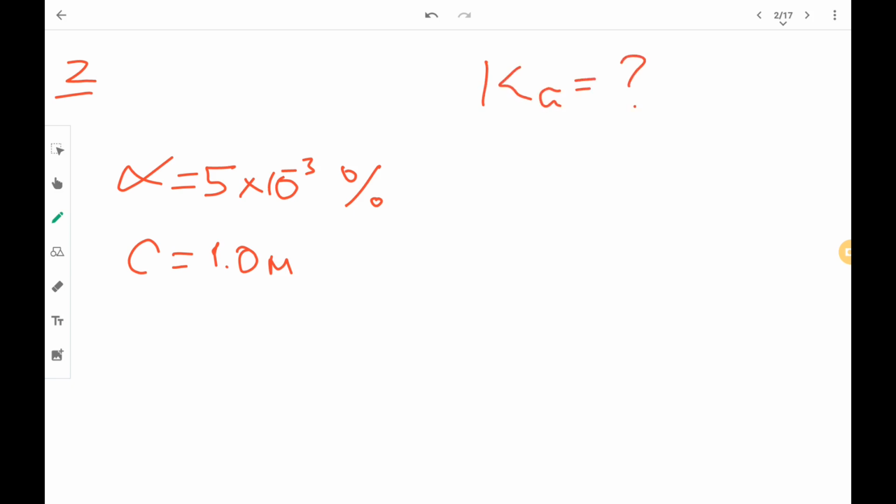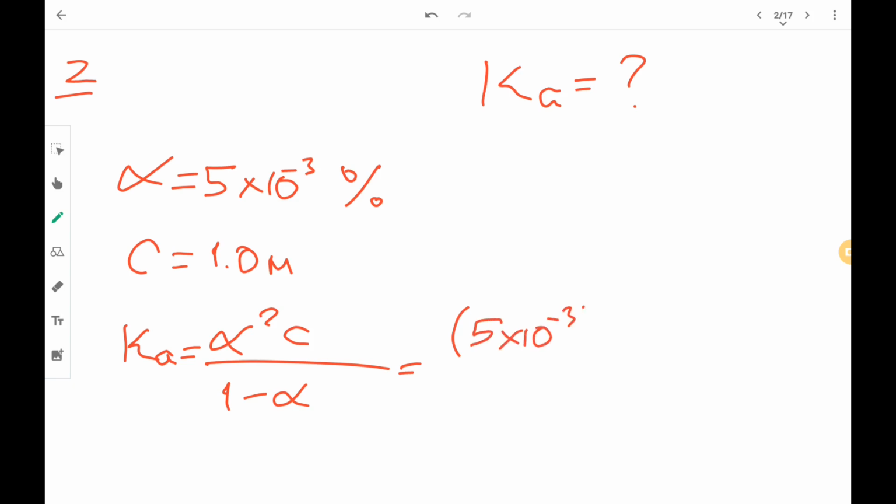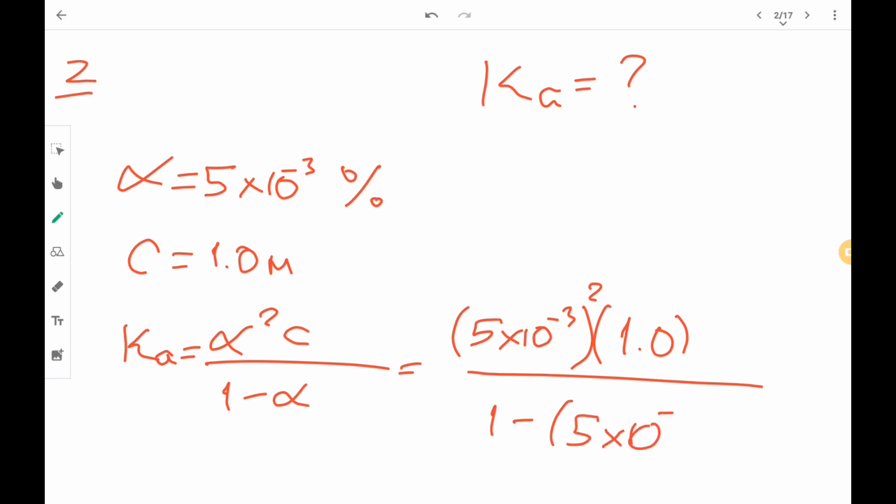Question 2. You have percent dissociation, which is alpha, of HCN. It's 5 times 10 to the minus 3 percent. You also have the concentration, which is 1.0 molar, and they want you to find the dissociation constant, Ka. The formula is Ka is equal to alpha squared C over 1 minus alpha, which is 5 times 10 to the minus 3, squared, times 1.0 over 1 minus 5 times 10 to the minus 3, which you're supposed to get 2.5 times 10 to the minus 5.